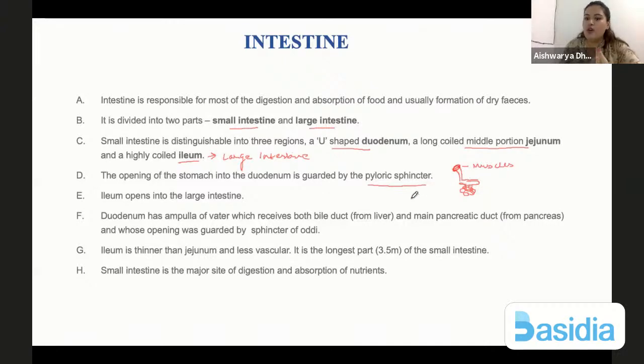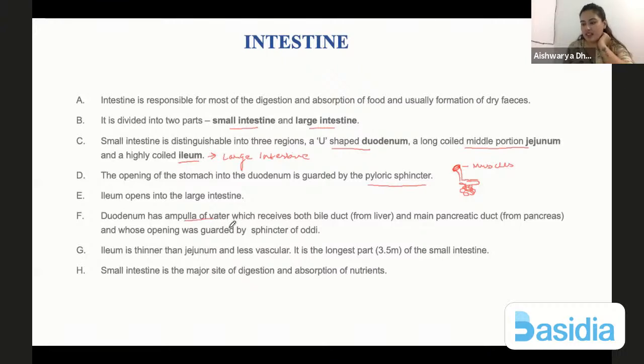Okay, so whether it is present in pancreas, whether it is present in small intestine, large intestine, in the esophagus, it is a sphincter. Now, depending on its position, different names have been given. Since the pyloric portion is opening into the duodenum, we call it the pyloric sphincter. Okay, ileum opens into the large intestine, I've already told you, and duodenum has ampulla of Vater.